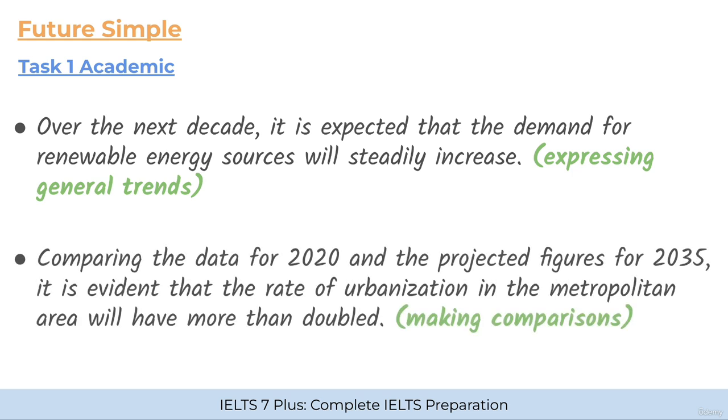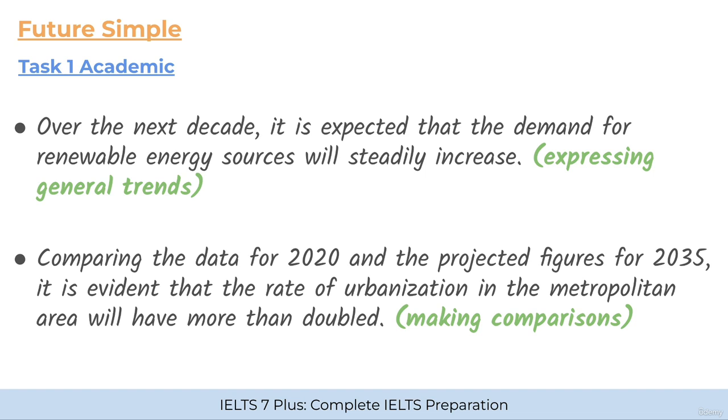Or you could say something like, comparing the data for 2020 and the projected figures for 2035, it is evident that the rate of urbanization in the metropolitan area will have more than doubled. So we've got expressing trends here, making comparisons, all things that you do in the task 1 academic.